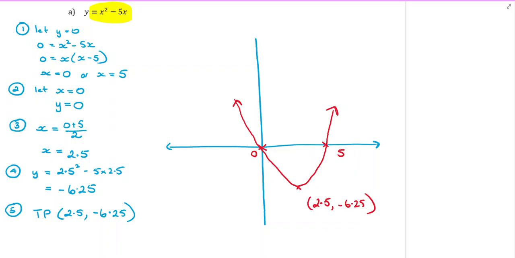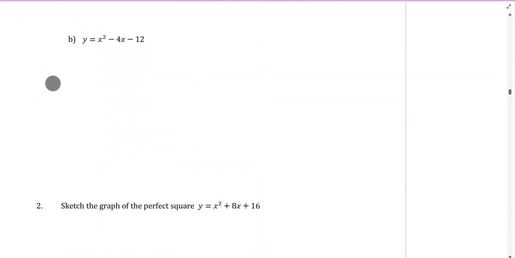Let's do that again. Another question, part B. So I'm going to follow the same 5 steps to sketch this parabola. So step number 1 was that we want to find when the y is equal to 0 so that we can find our x-intercepts. So that would be 0 for the y equals, I'm going to factorize this quadratic while I'm at it.